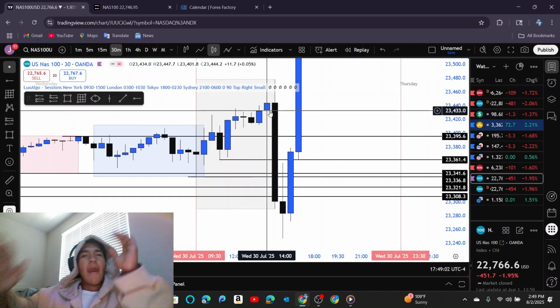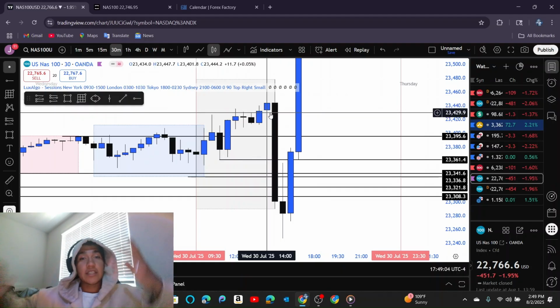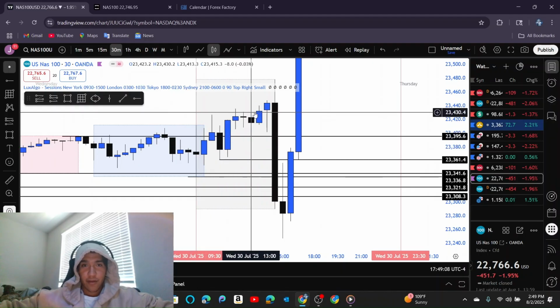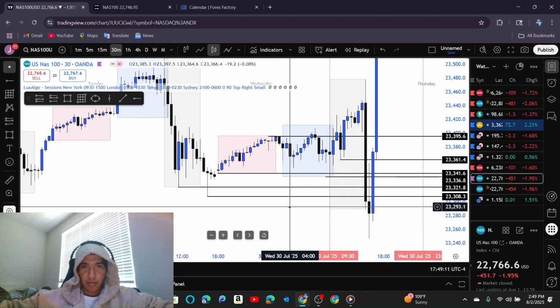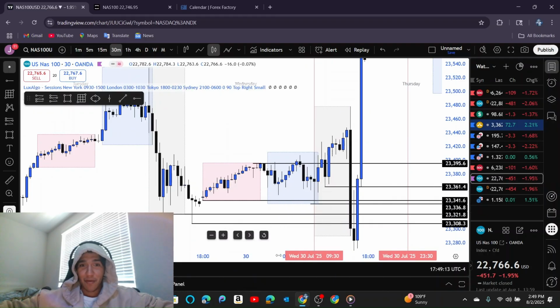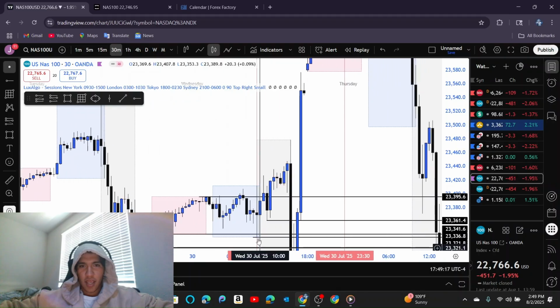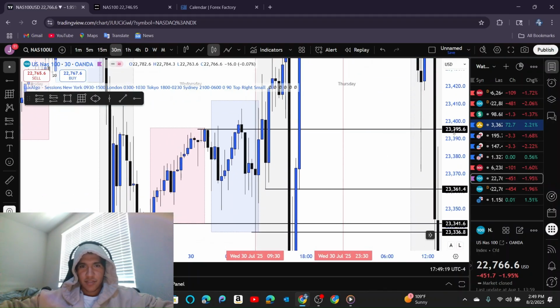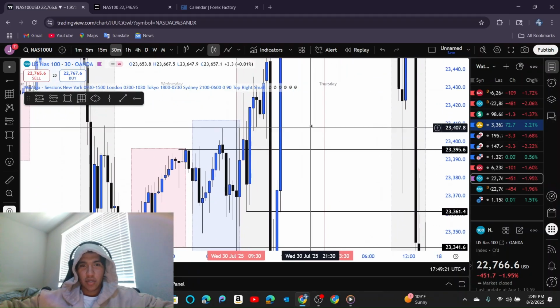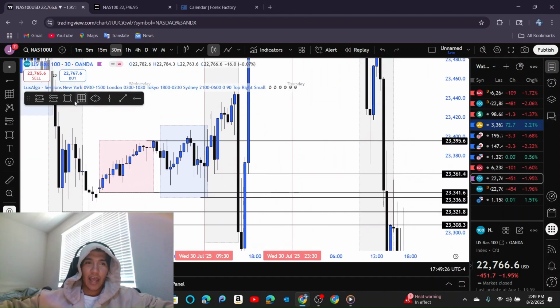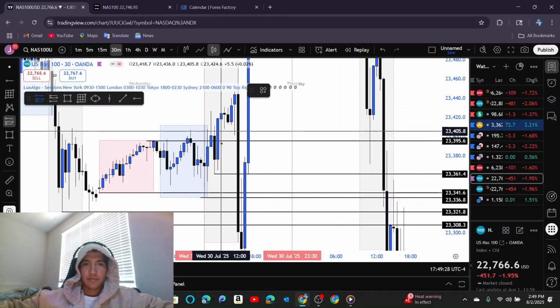So basically, we see it just manipulate every buyer. Literally, the buyers were like, "Oh my God, we're going up." And then it hits the bed right here, boom. And I think this is the one I took.